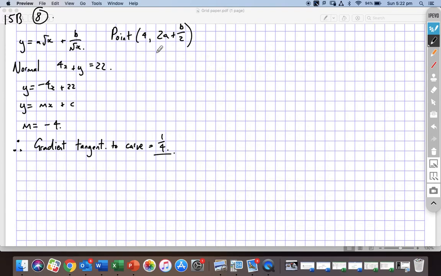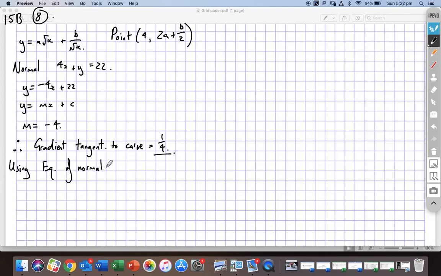We can use this together, can't we? Maybe we should do that first. All right, so we know that these x and y values on this point satisfy this equation at x equals 4, right? So we could say, using the equation of the normal.